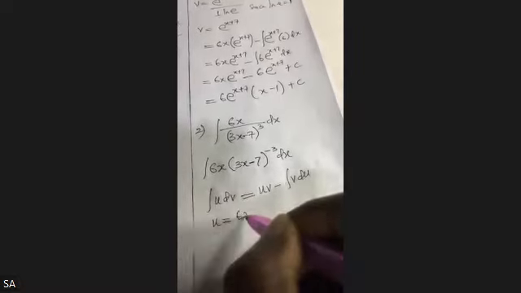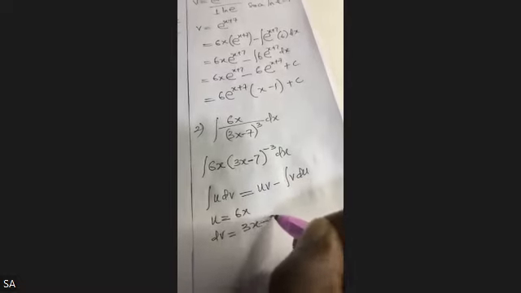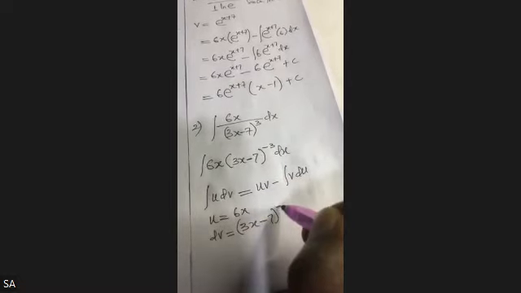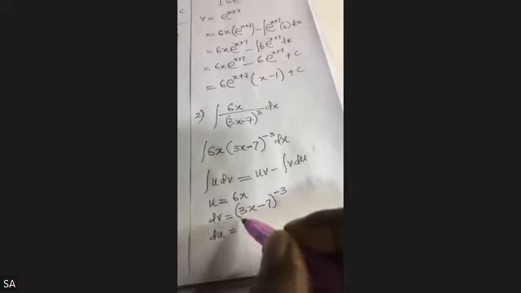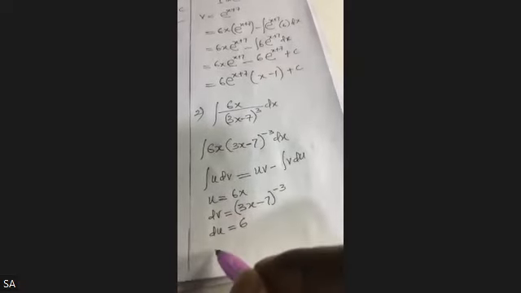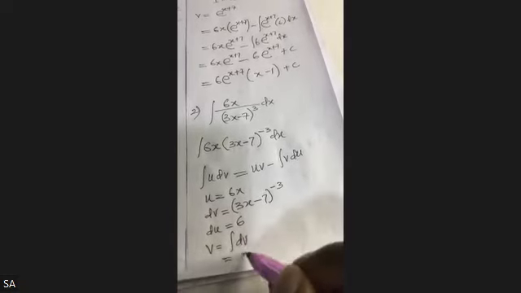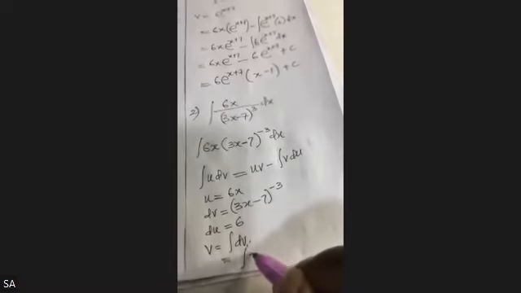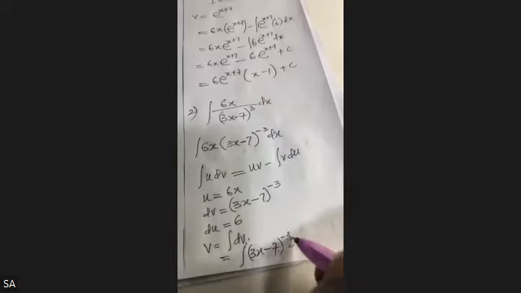So what is our u? Our u is 6x. Then our dv is 3x minus 7 raised to minus 3. So let's find du. Our du dx, which is written simply as du, will give us 6. Now let's find v. To find v, integrate dv. And that is telling you that you have to integrate 3x minus 7 raised to power minus 3 dx.